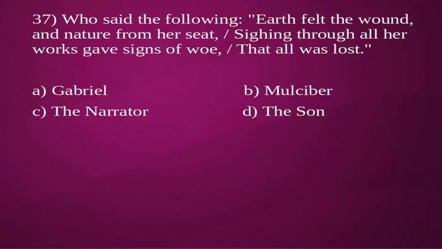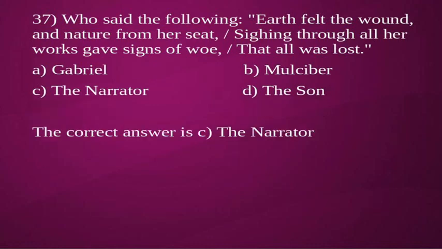Question number 37 is, who said the following? Earth felt the wound and nature from her seat, sighing through all her works, gave signs of woe, that all was lost. Option A, Gabriel. Option B, Mulciber. Option C, the narrator. And option D, the sun. The correct answer is C, the narrator.